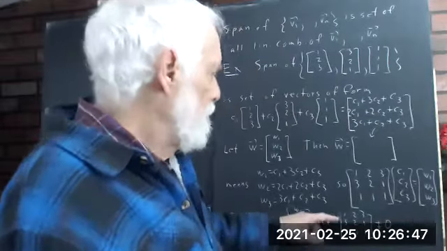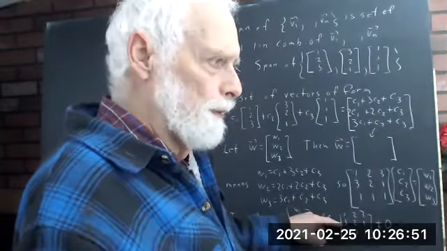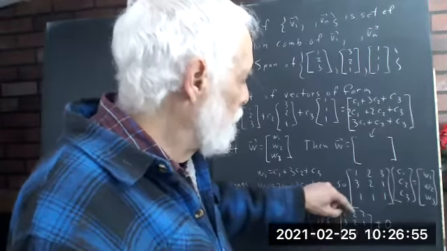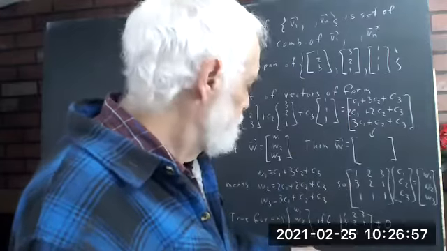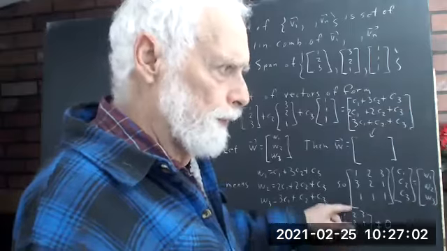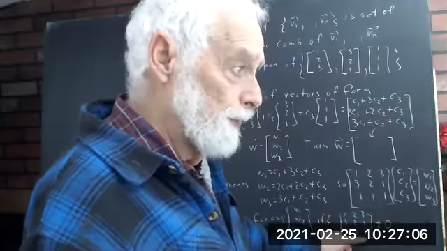Okay. Now, if I add 1/4 of this row to 1/4 of this row, I get, well, if I add this row to this row, I get 4, 4, 4. That's a multiple of 1, 1, 1. So it's clear that I can reduce this to a matrix that has a column of zeros.